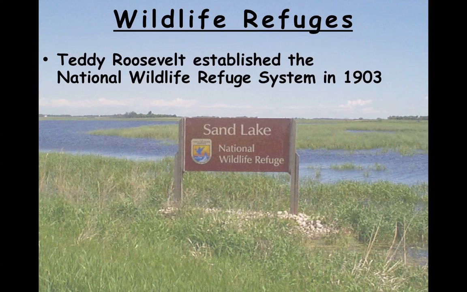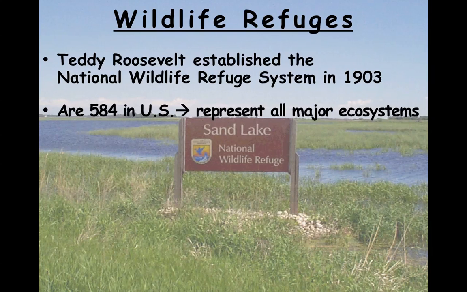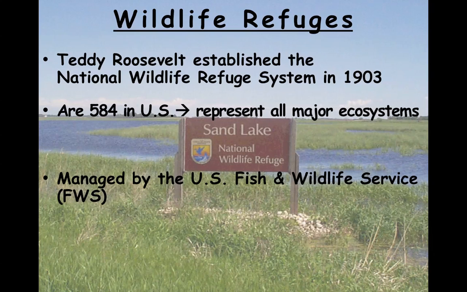So Roosevelt established this system in 1903, and he was a great pioneer in conservation in this country. And he set up quite a lot of protected land. There are 584 all across the United States, and again, the national forests cover more land area, so there are more of these wildlife refuges, but they represent all the major ecosystems, but the total land area then is less than the forest. And they're managed by the U.S. Fish and Wildlife Service. So you can remember that, Wildlife Refuge, Fish and Wildlife Service.